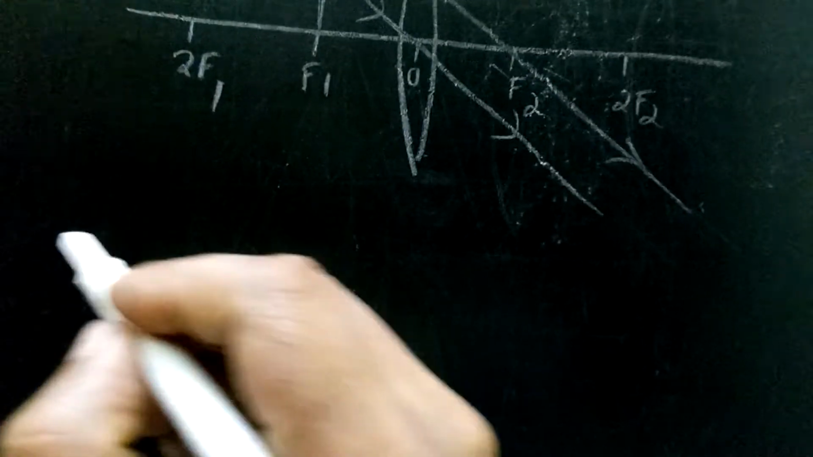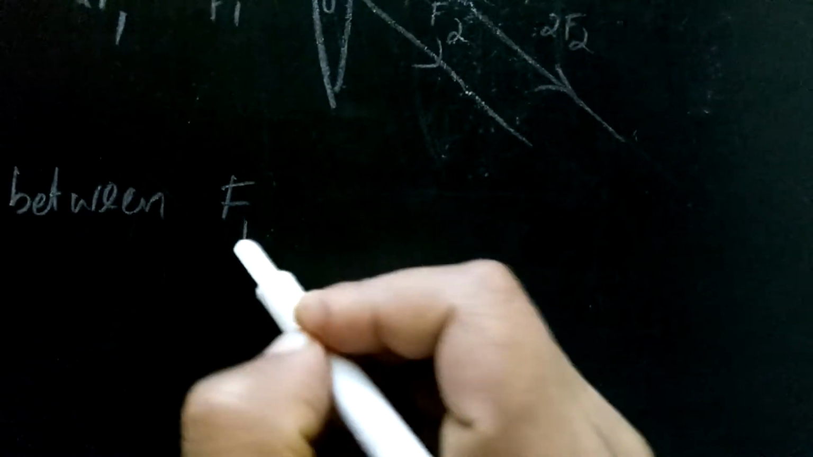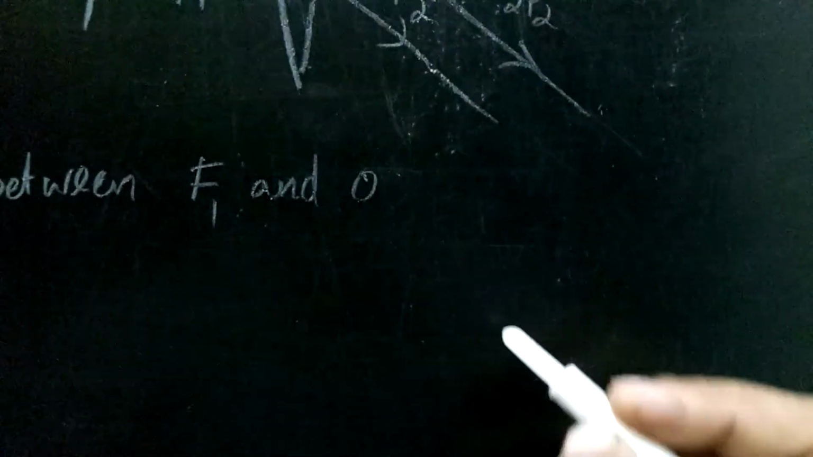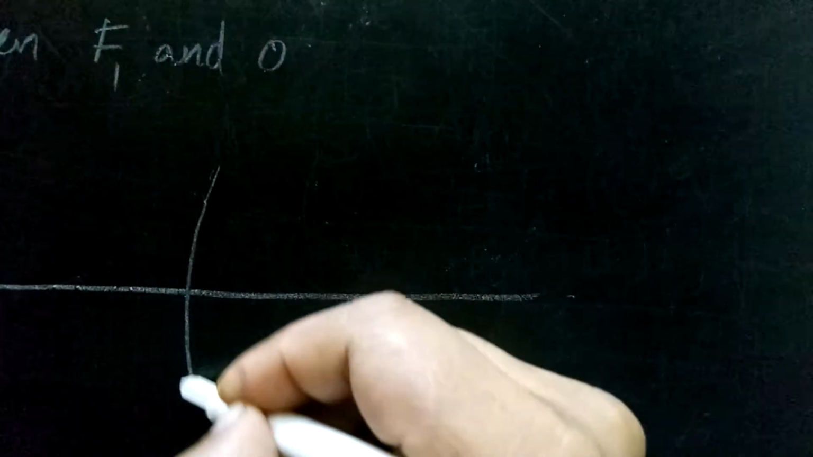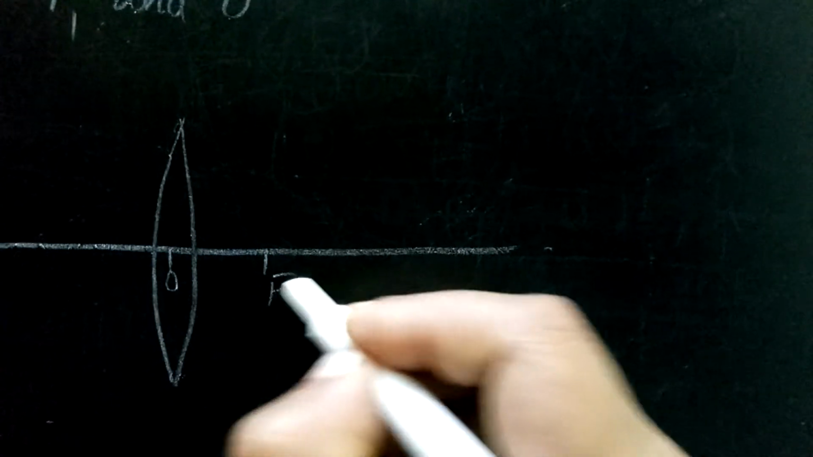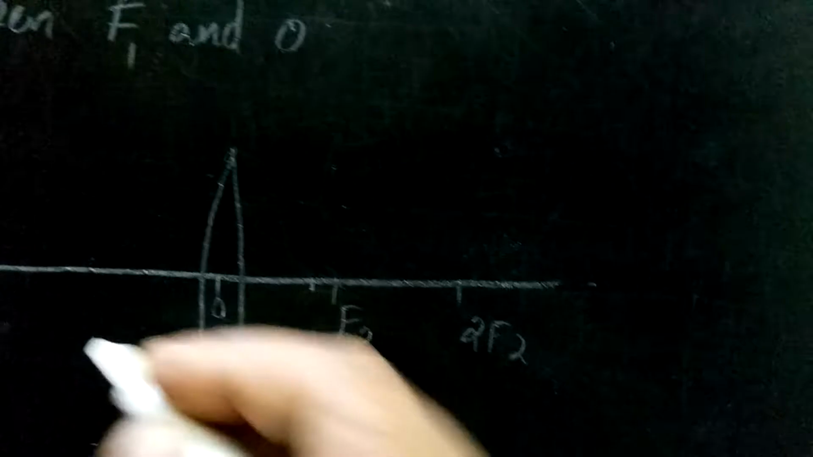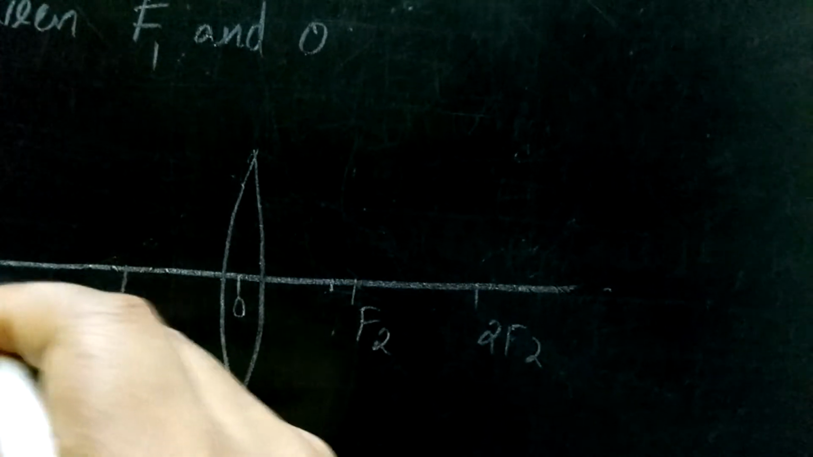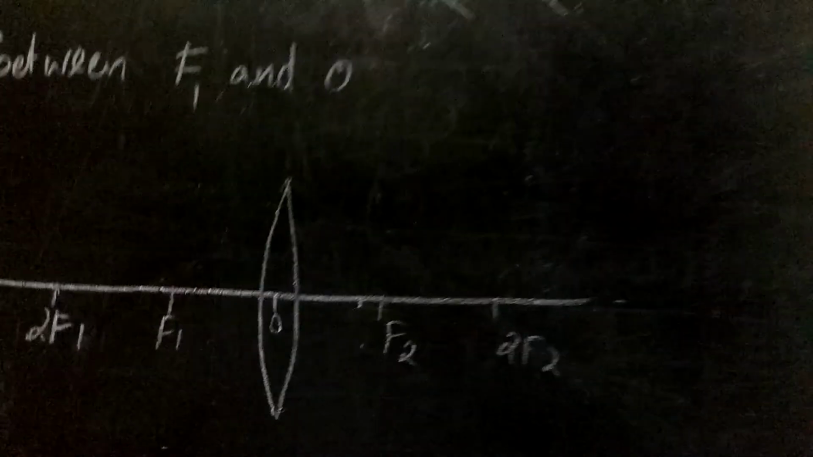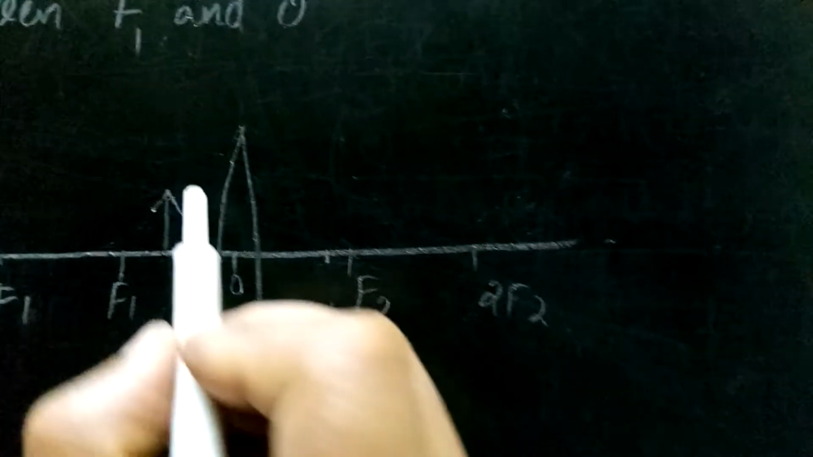So the next position is the sixth one, between F1 and O, the optical center. For that we have to draw a straight line and then a convex lens, optical center, F2, 2F2, here F1 and 2F1. Now when the object is between F1 and O, we have to draw the light rays.